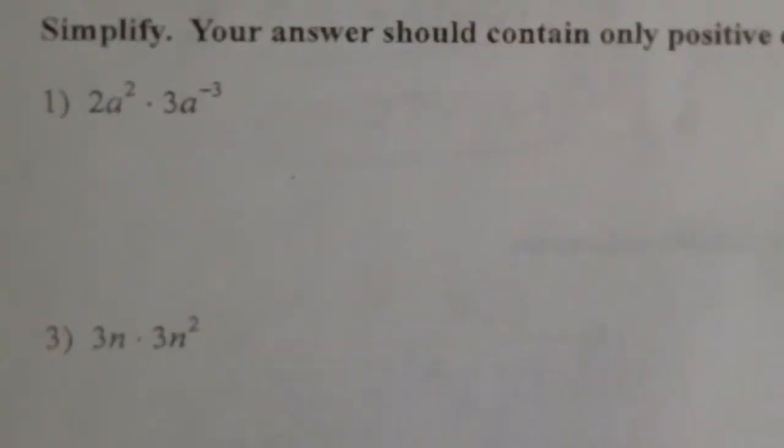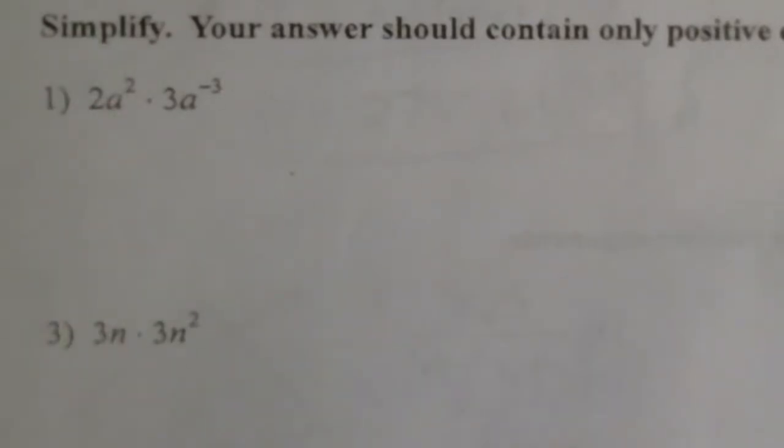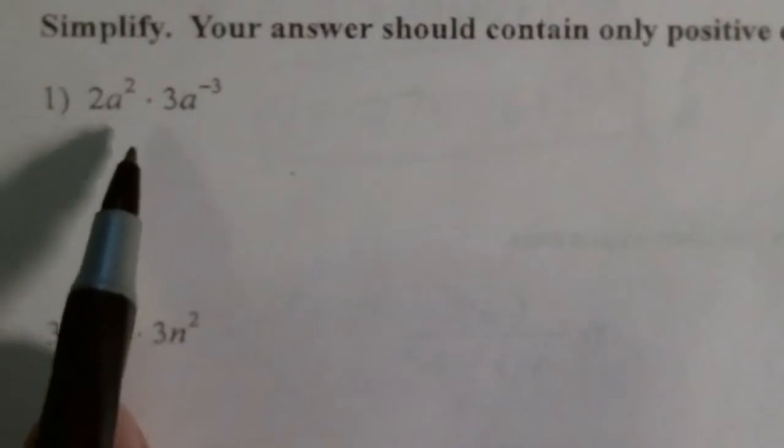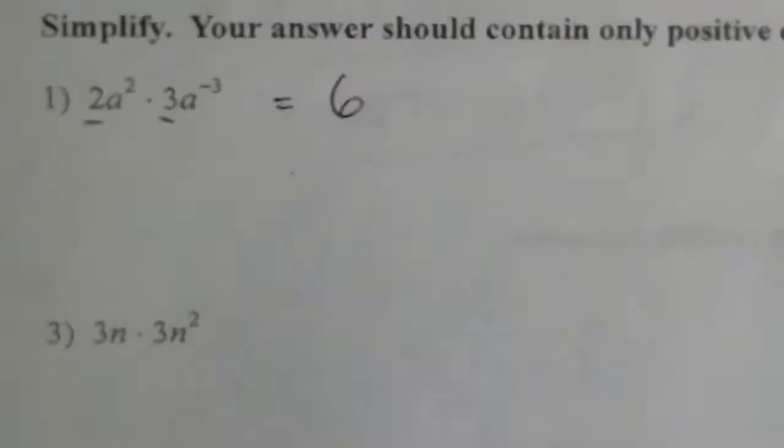Number one, we have 2a squared times 3a to the negative 3. I'm going to use my same little three-step brain process that I mentioned in class and in my last video. Signs, coefficients, variables. Get those right in that order. I don't have any negative signs here, so I don't have to worry about that. Coefficients. Multiply the two coefficients together. All of this stuff is being multiplied together. So I simply multiply those and get 6.